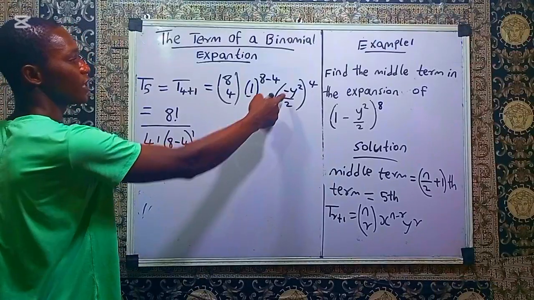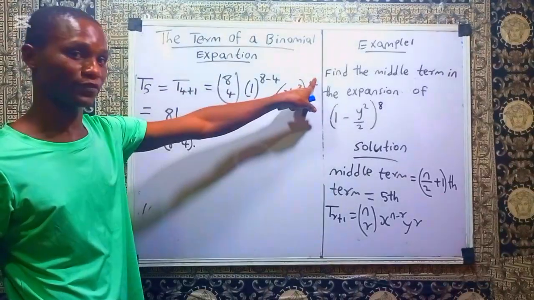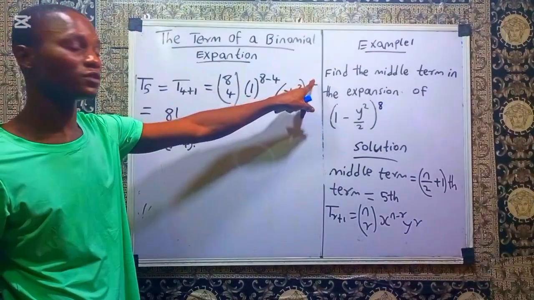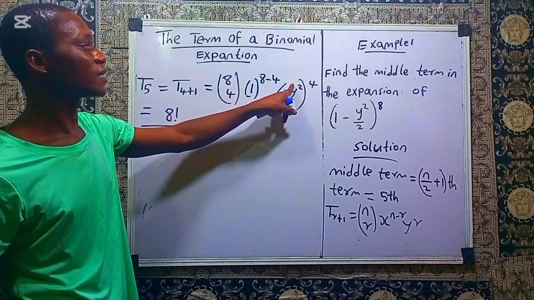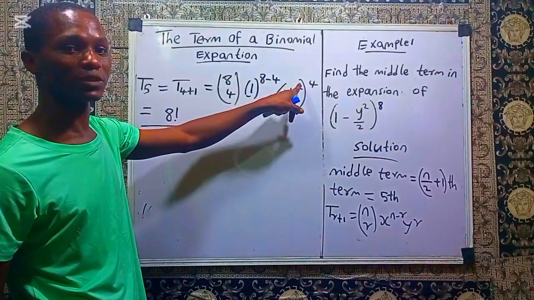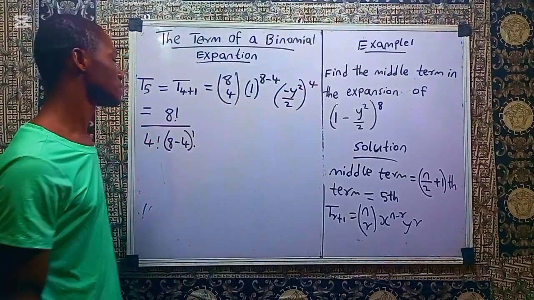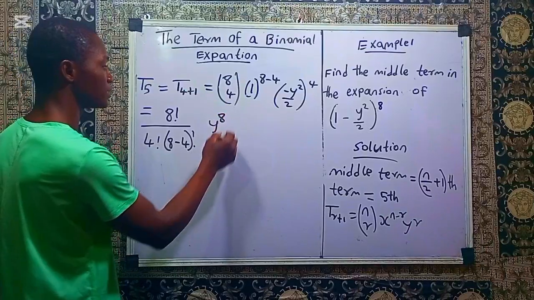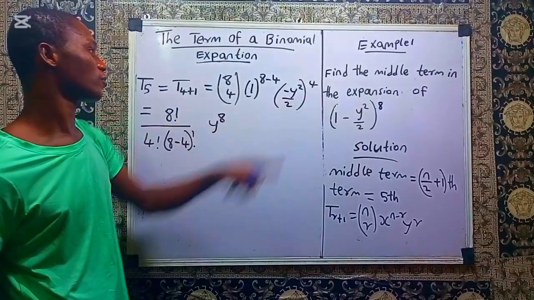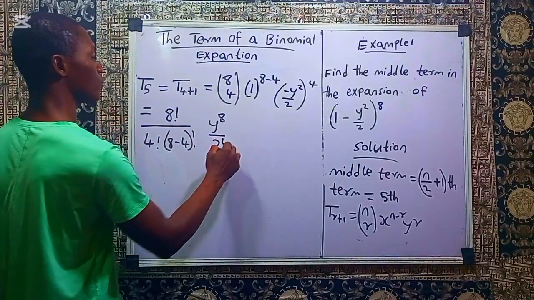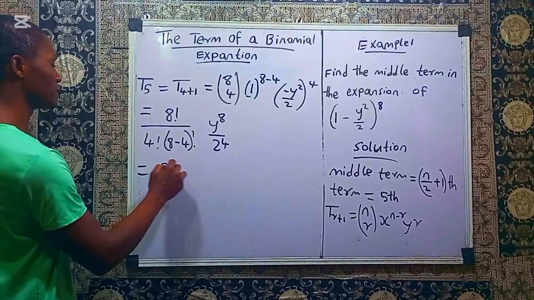So we now have minus y squared, all raised to power 4. Because 4 is even, this minus will not be there again. And we're having y squared raised to power 4. You are going to multiply the index of y. 2 multiplied by 4 will be 8. So you are going to have y raised to power 8. Then you have this 2 here. You raise this 2 to power 4, divided by 2 raised to power 4. That's what we have.